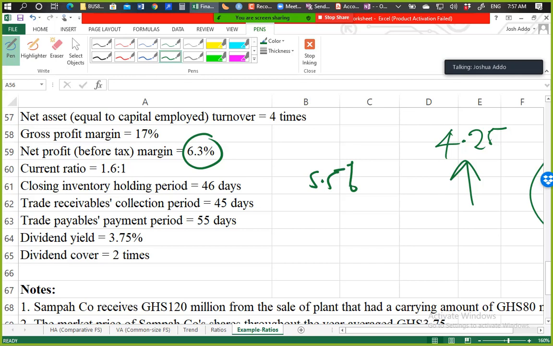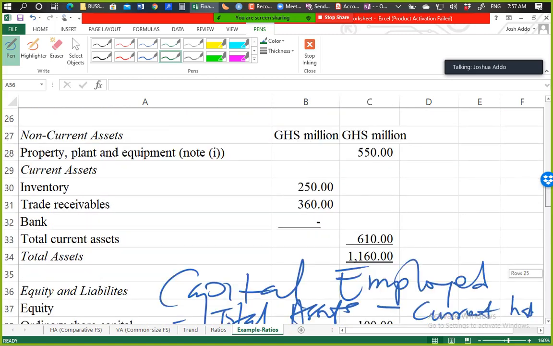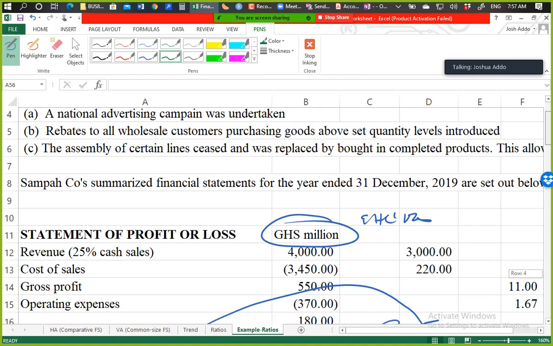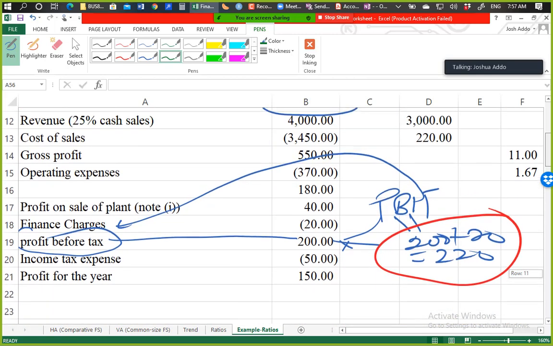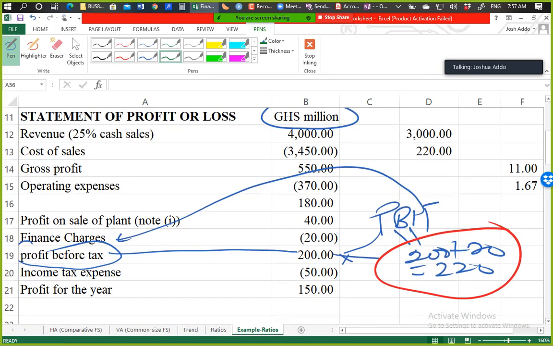So let's do net profit margin calculation. All those figures will be picked from the income statement, and this is the income statement. So quickly calculate it and give me the figure. This one, everybody should be able to do it.